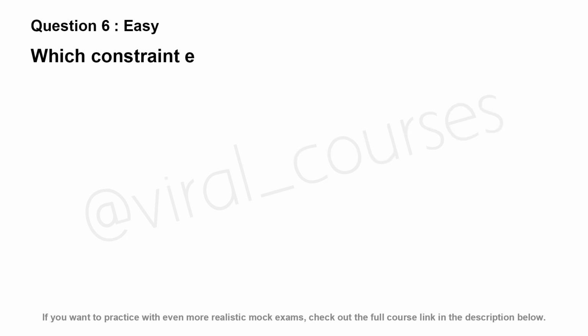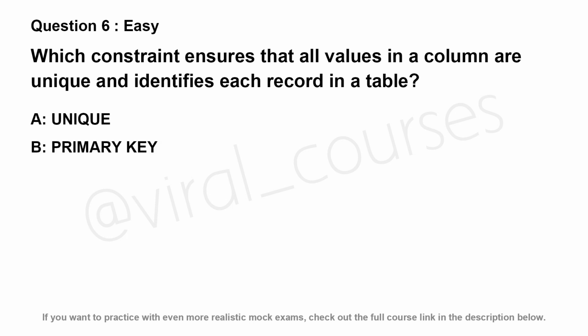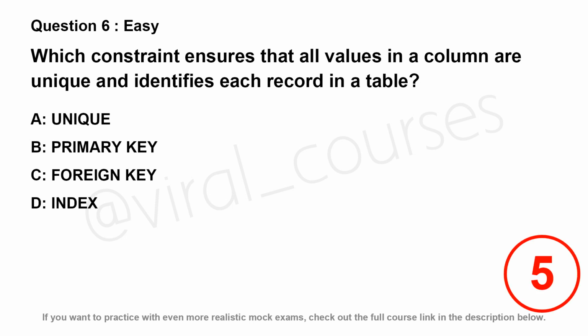Which constraint ensures that all values in a column are unique and identifies each record in a table? Option A, unique. Option B, primary key. Option C, foreign key. Option D, index.